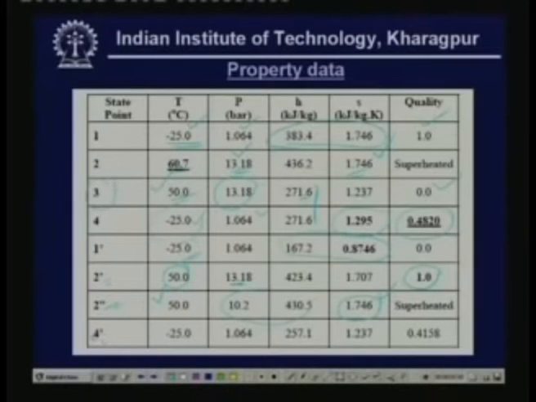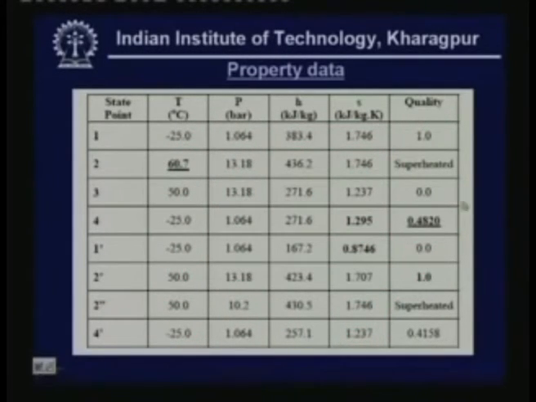Finally, point 4 dash, at point 4 dash we know that the temperature is minus 25, and we know that at this point the entropy is the same as that of point 3. So, this is the same as 1.37. So, we know the 2 properties, so we can find out the rest of the properties. So, this is how we found the properties at all the points.